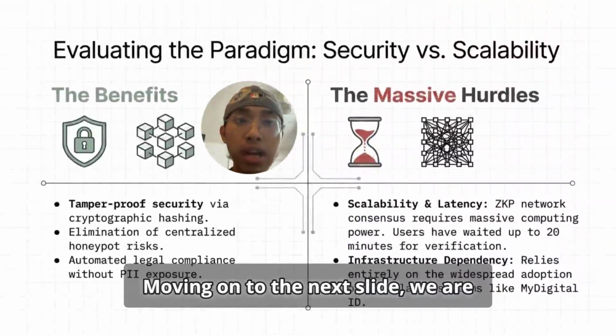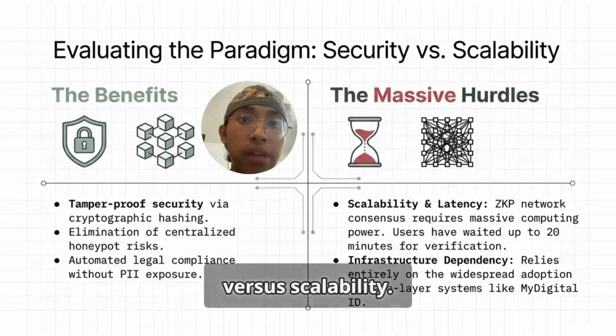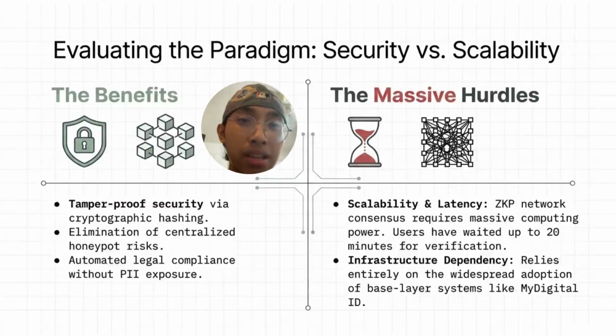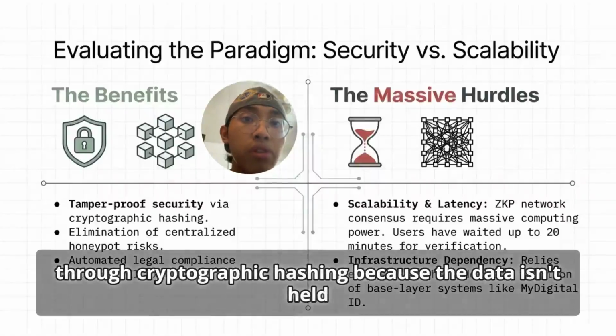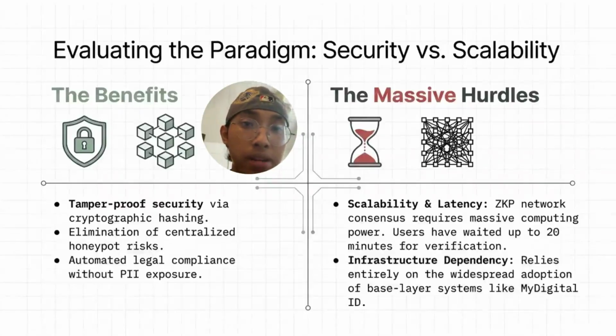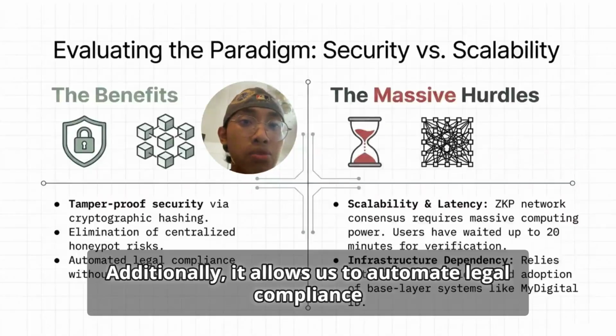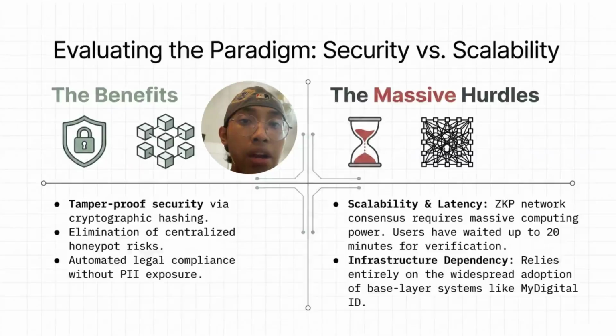Okay, moving on to the next slide, we are evaluating the core trade-off of this system, security versus scalability. Let's start with the benefits. This approach gives us robust tamper-proof security through cryptographic hashing because the data isn't held in one place. We completely eliminate centralized honeypot risks that are prime targets for attackers. Additionally, it allows us to automate legal compliance without exposing sensitive personally identifiable information, or PII.